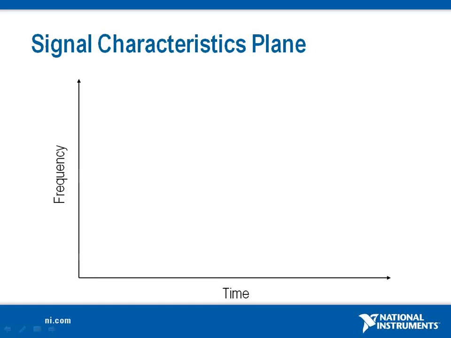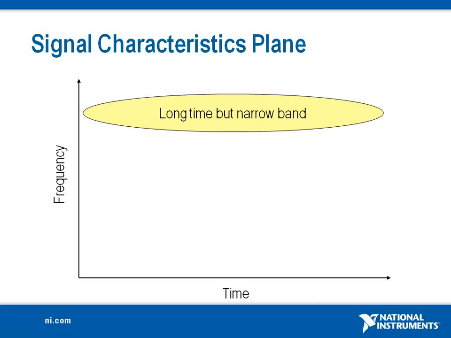Before you select the right algorithm, you need to understand the characteristics of the signals first. If we look at the signal characteristics in the time frequency plane, we can understand them better. Some features have a long time duration but narrow bandwidth, for example, rub and buzz noise. Some features have a short time duration but wide bandwidth, for example, spikes and breakdown points.